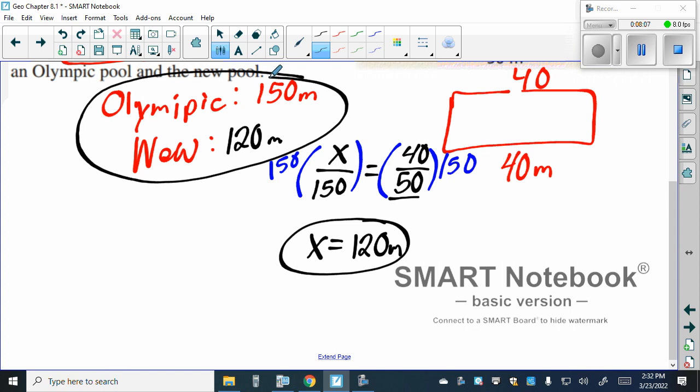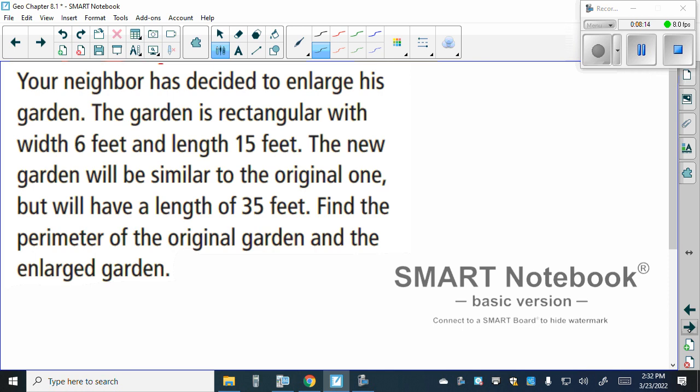Questions on this here? We ready for the next one? Okay, they didn't give us any pictures to go along with it, did they? So let's see what we're talking about.